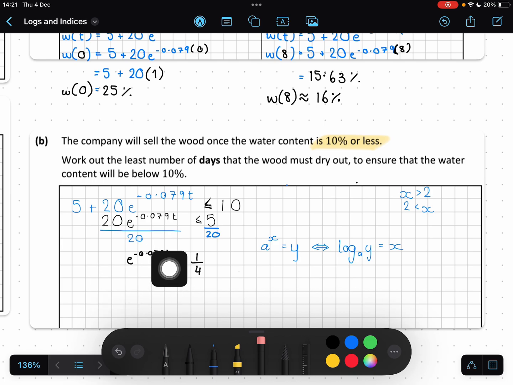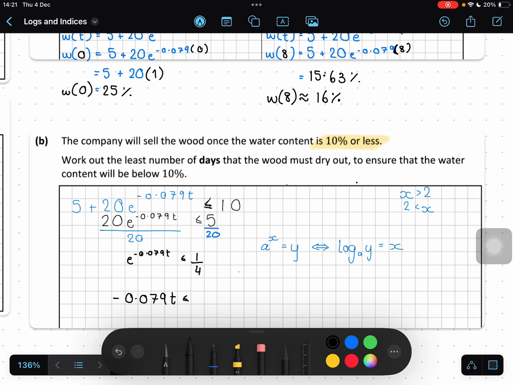Now, to do that, how could I get rid of an e? Look at our rules here. I could use this rule and introduce the log with a base e. To rearrange it, all I need to do is make sure that this power part, the x, is staying on the left-hand side. So when I rewrite it and use this rule, I want x to be now on a side by itself. So the old power is now going to be on a side by itself.